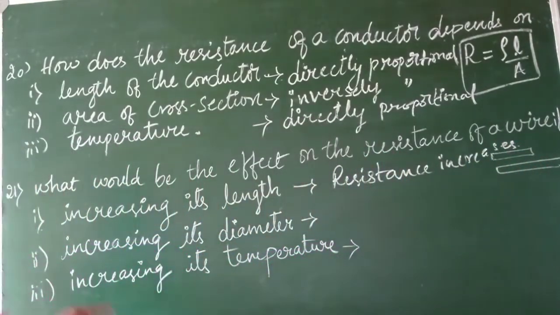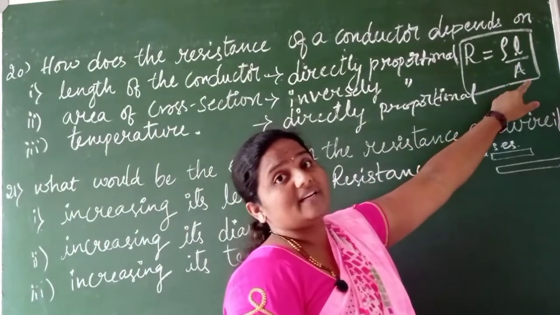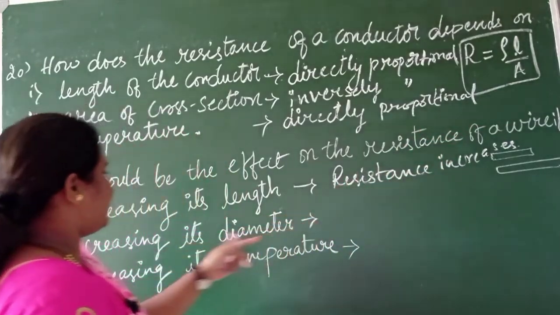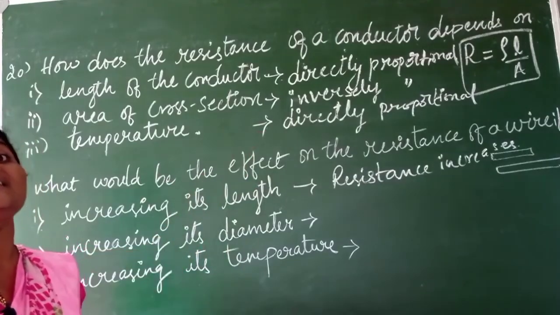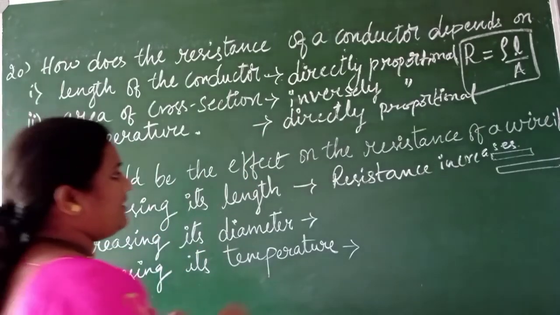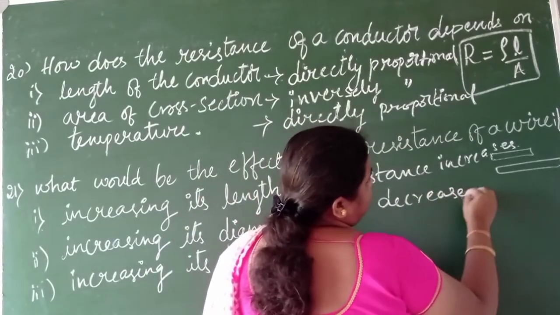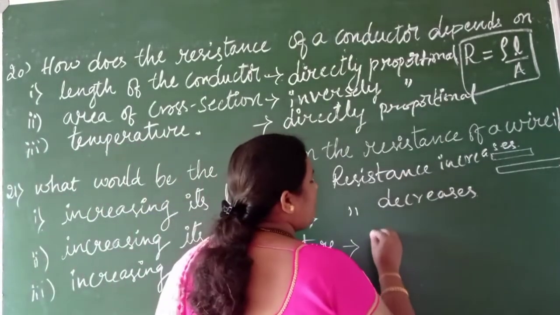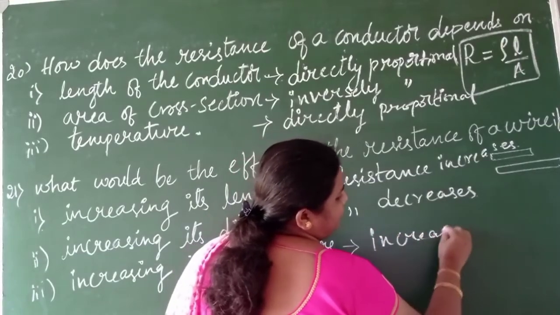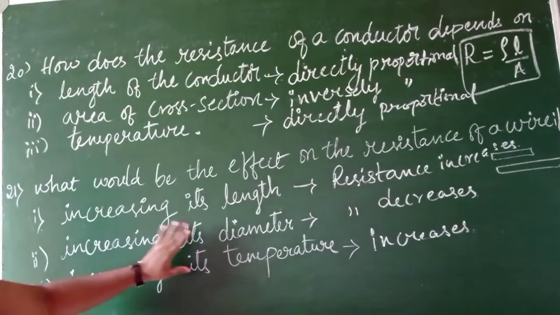The next is increasing its diameter, isn't it? A is nothing but diameter square. It is inversely proportional. Suppose if we increase its diameter, the resistance is reducing, means the resistance will decrease. Got it, children? And what happens with its temperature? The resistance here also increases, isn't it, children? See, this is the effect on resistance of the wire.